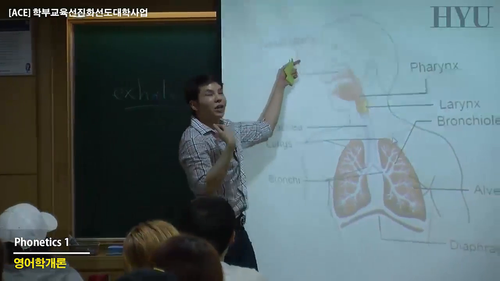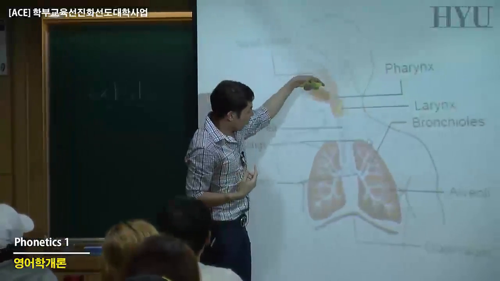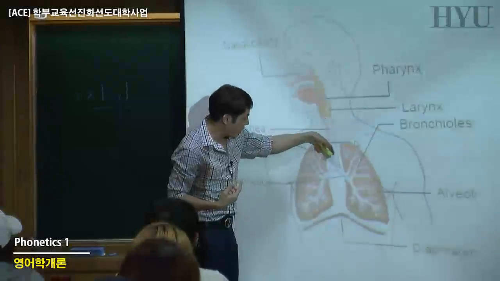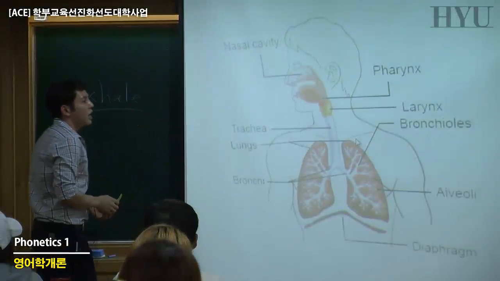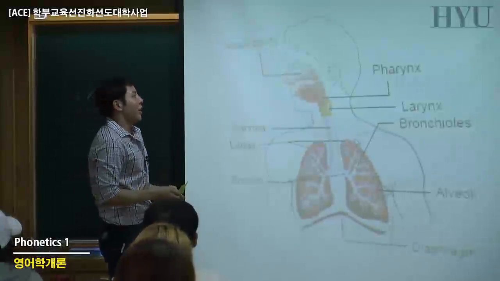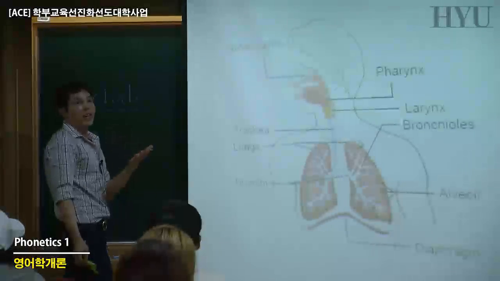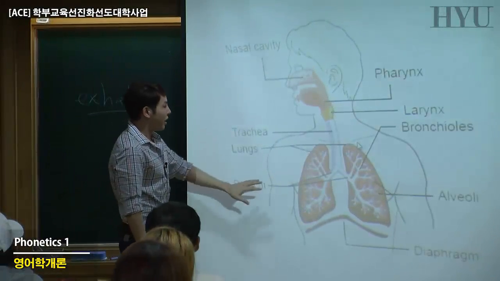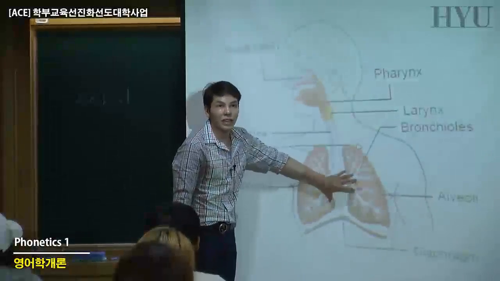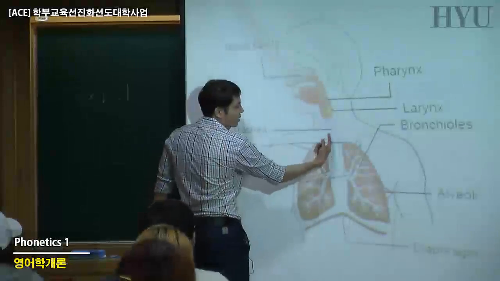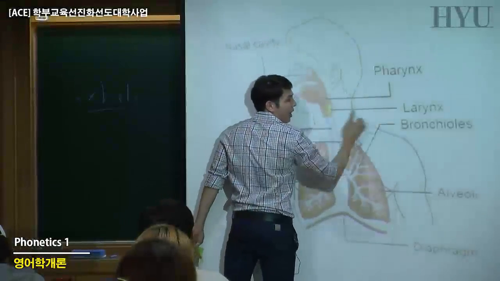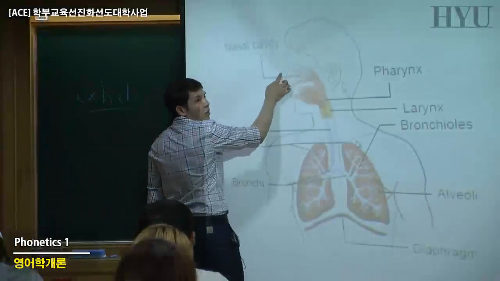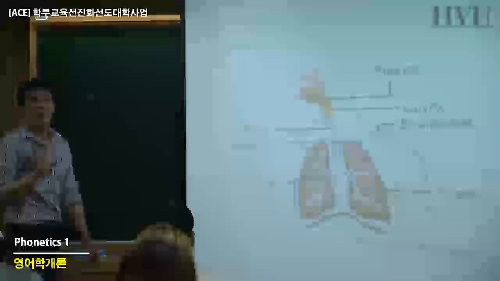So when you breathe in, the air goes through here and to the lungs. You have 2 lungs, right? And when you want to speak, you cannot breathe in. You cannot inhale. You have to exhale. So the air will come from the lungs, and then the air will pass through what we call the trachea, and then it will pass through the larynx, and then through the mouth or through the nose. So that's how we produce speech sounds.